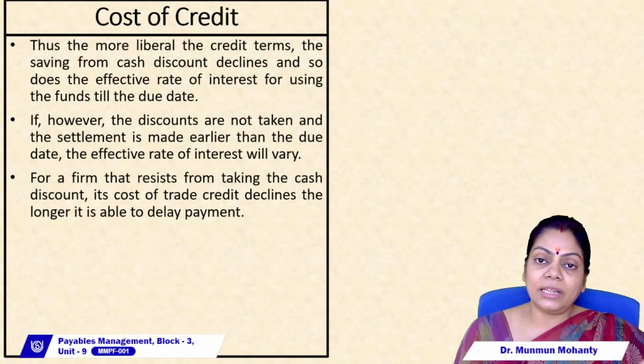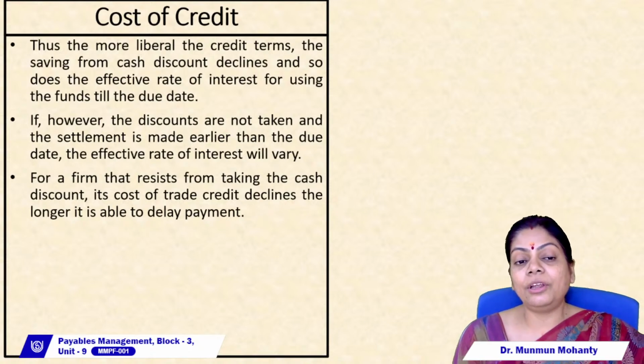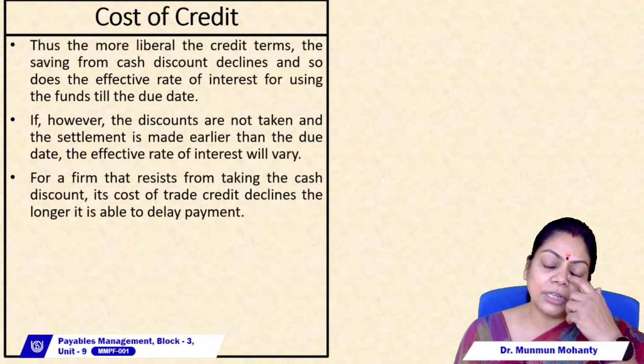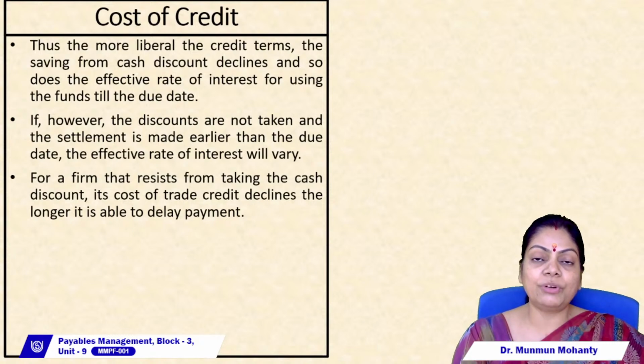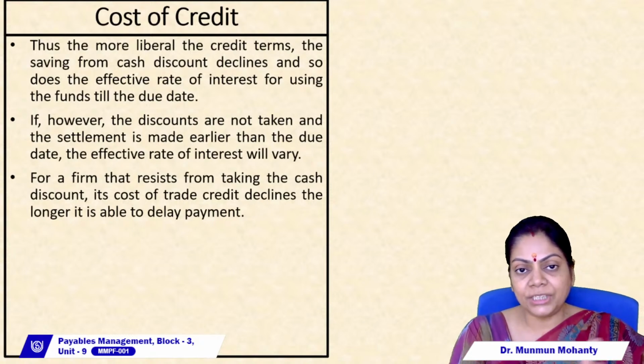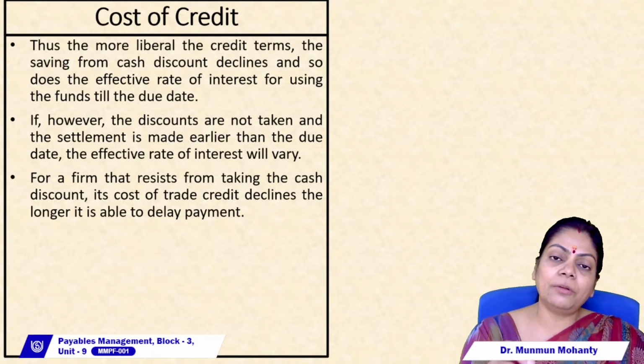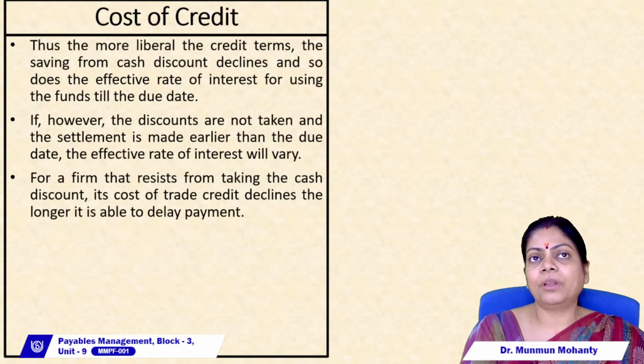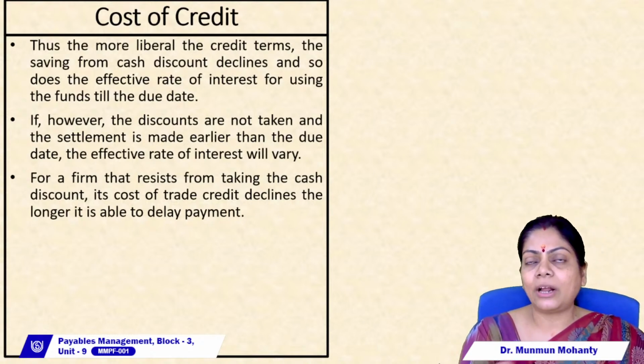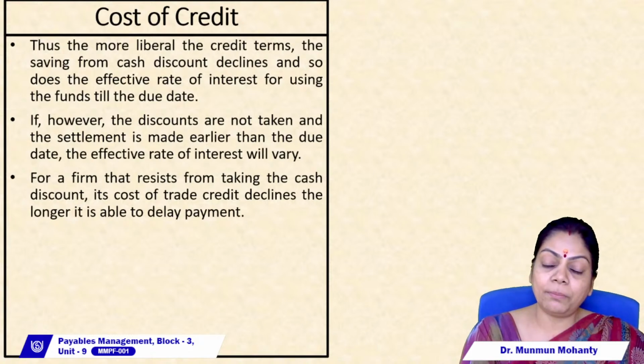If he does that, paying before the due date, then the effective interest rate will vary, because you can plug the new values into the equation. The D is changing, so obviously the effective interest rate will vary. For our purpose here, we assume that he is making the payment on the last day itself, but in practice the effective interest rate will vary, so accordingly he will take a call on when to make the payment.